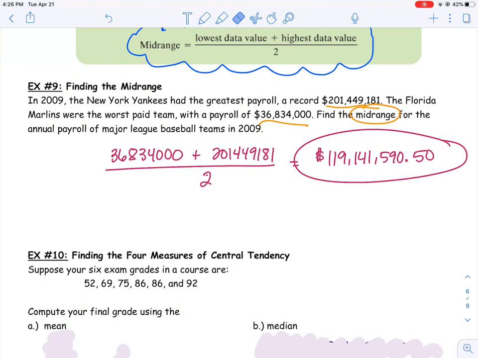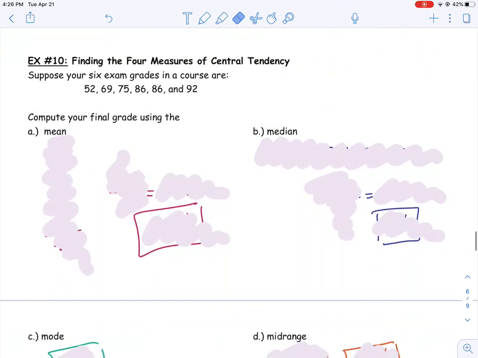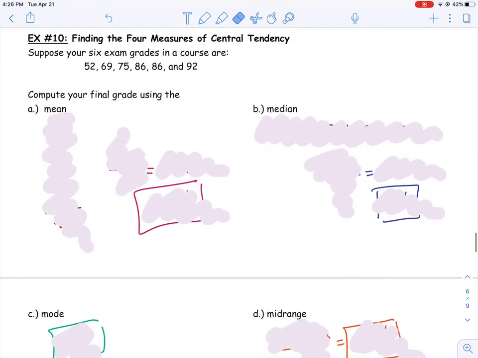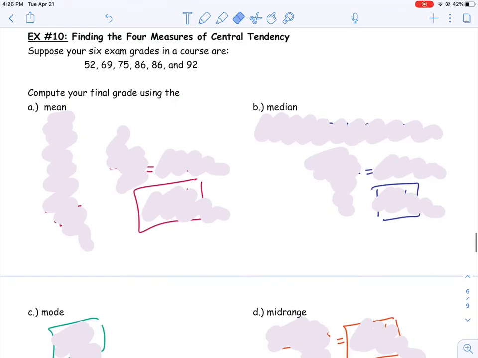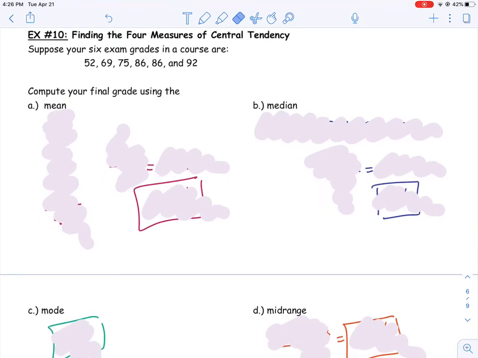Okay, mid-range. All right, now that we've talked about the 4 different measures of central tendency, I'd like you to pause the video and practice by doing example number 10. In example number 10, it gives you 6 exam scores for a course, and it asks you to use those scores to calculate the mean, the median, the mode, and the mid-range. I'd like you to make sure that you show all of your work so I can see that you're doing it correctly, and then get a final answer. That's what I'm expecting on your exam, okay? Pause the video, take a few minutes, do all 4, and then come back and let's see if we got the same answers and the same work.